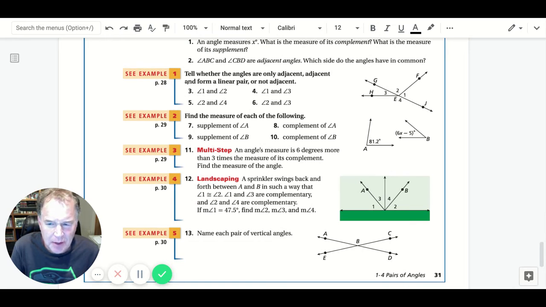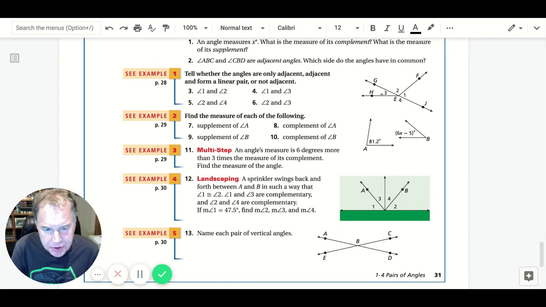So again, on 3, 4, 5, and 6, you can just say only adjacent, linear pair, or not adjacent. See angle 1 and 2? Yeah, they're adjacent. But the best answer is that they're a linear pair because they make a straight line. Choose the best answer.